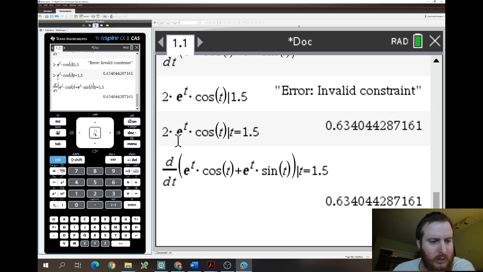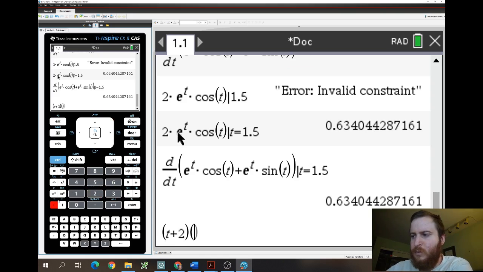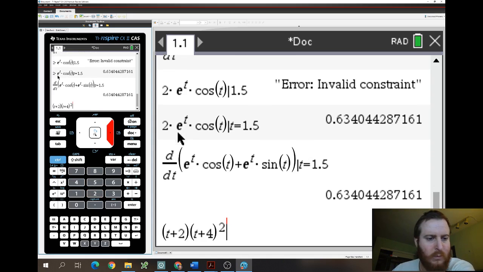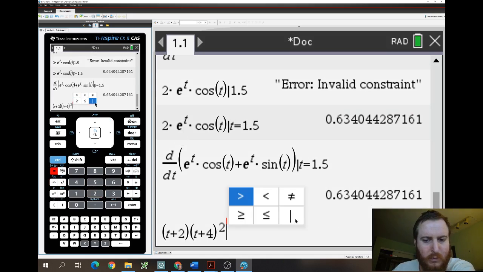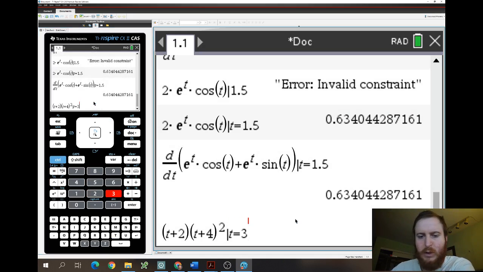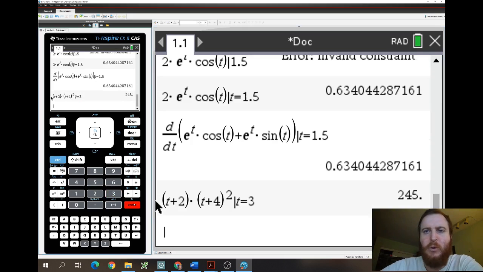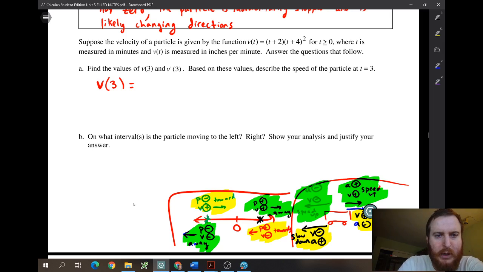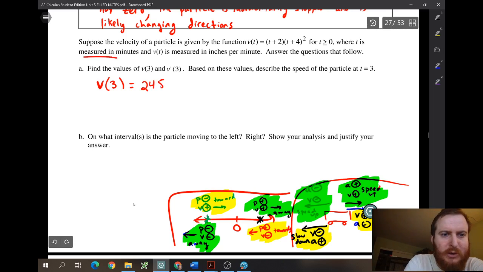So parentheses. Then I'm going to do Control Enter just in case I have a decimal. Probably don't here. So we get 245. Okay, and we do have units here. So they gave us the units where t is measured in minutes and v is measured in inches per minute. So this is v, so we're going to do inches per minute.